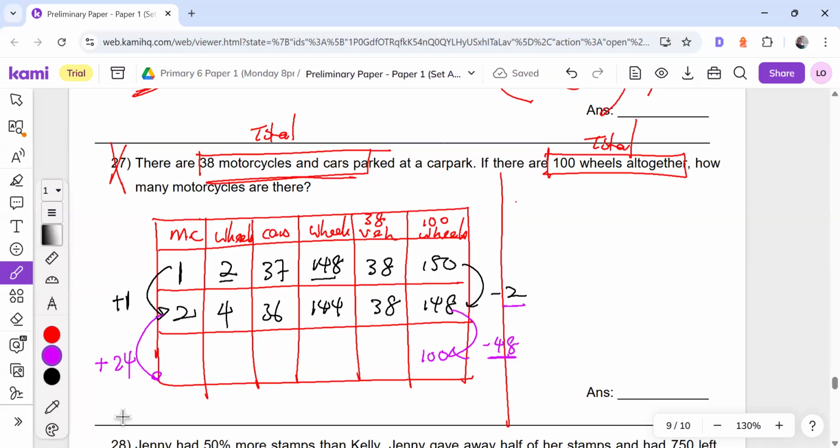And if you have 24 more motorcycles, then how many? 2 plus 24 will be 26. Right? So you got the answer already, right? Because that is how many motorcycles there are.